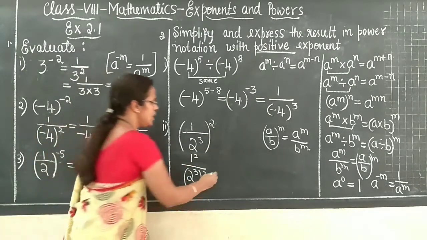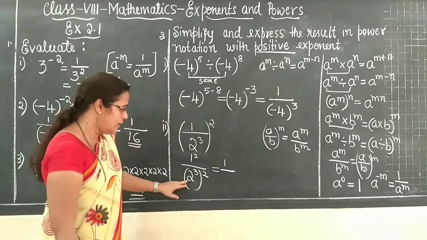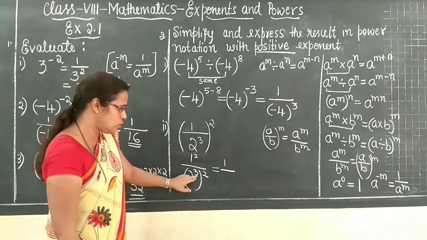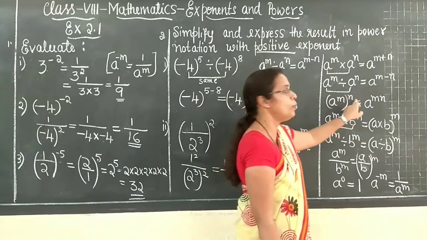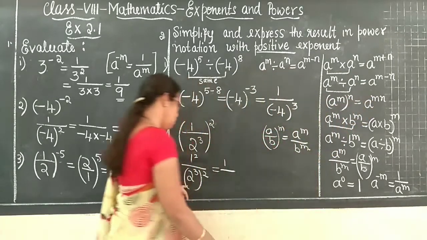So now, what is 1 square? 1 square is 1, right? Then, children, which law does this look like to you? See, 1 base with 2 powers. Can you make it out here? 1 base with 2 powers means powers you have to multiply. So what do you have to do here?